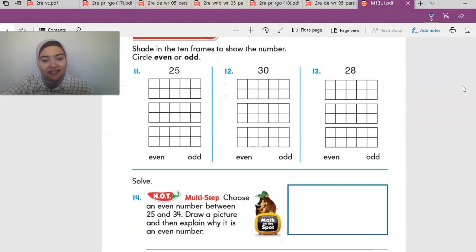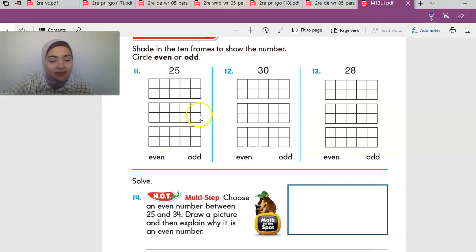Now let's move on and see here. It takes coloring. You can use your crayons or color pencils. Don't use marker. It's going to bleed through. You can use crayons, color pencils, or just your pencil. It doesn't matter. And let's shade. It says shade in ten frames to show the number, circle even or odd. So these are called ten frames.